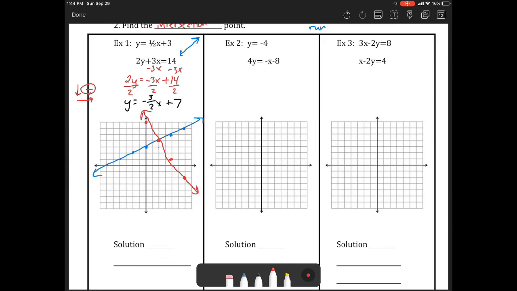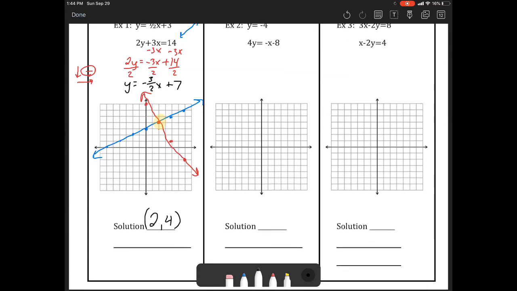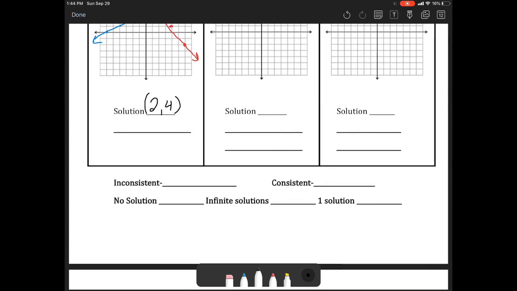So as I said before, we have our solution. That's going to be an intersecting point right here. So right there's my intersecting point, which is going to be 1, 2, 1, 2, 3, 4. So that's going to be positive 2, 4 is my solution. But then I've got my extra line here. And if y'all remember, that talks about how we're going to classify our graph. So inconsistent means no solutions.